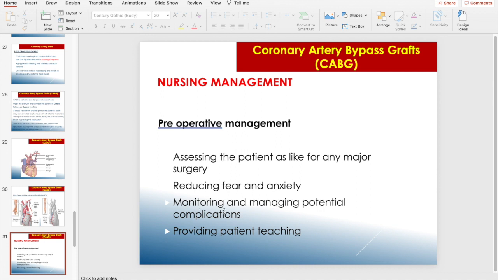And monitoring and managing potential complications such as dysrhythmias. The patient may have dysrhythmias after the procedure, or they will have shortness of breath, pain, and all of these complications.